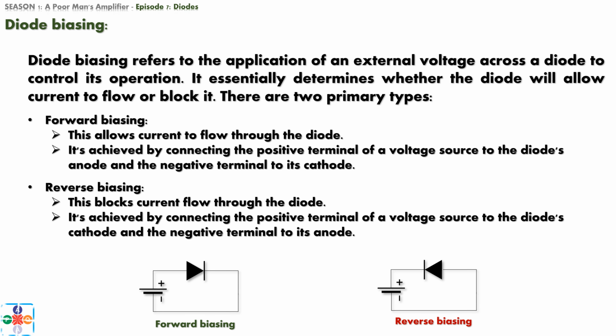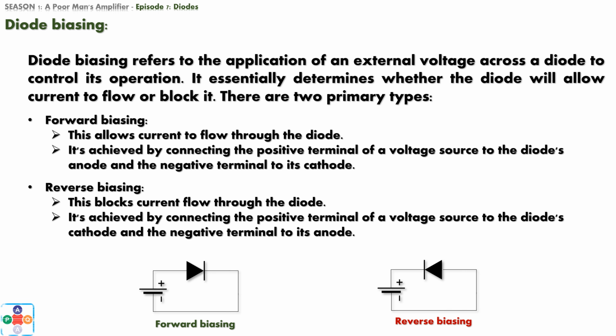There is just one thing left to do, and that is to give an appropriate definition for diode biasing. Diode biasing refers to the application of an external voltage across a diode to control its operation. It essentially determines whether the diode will allow current to flow or block it. There are two primary types, forward and reverse biasing.